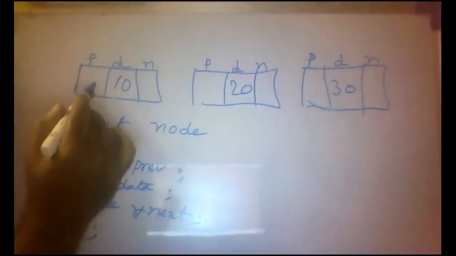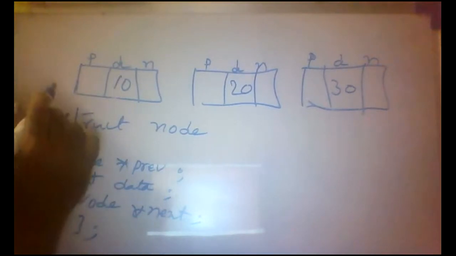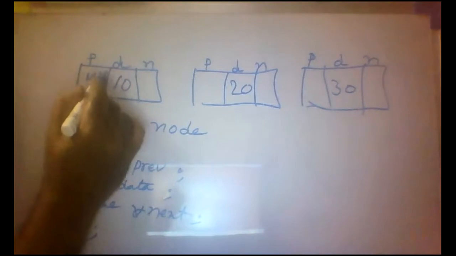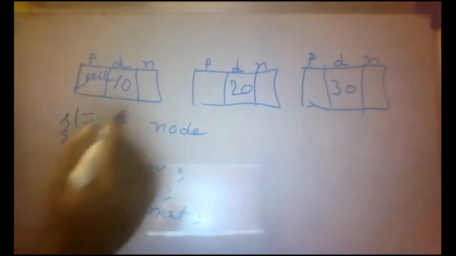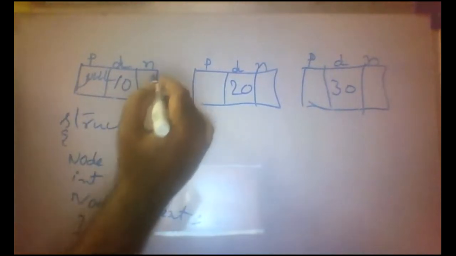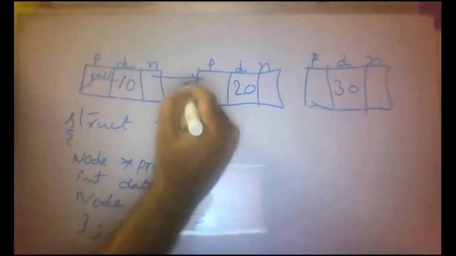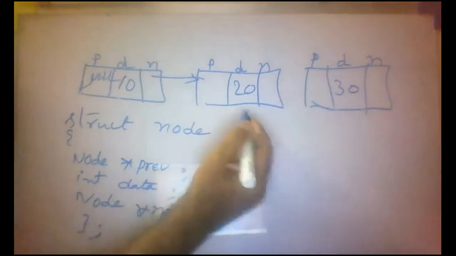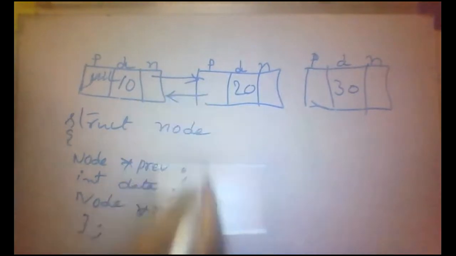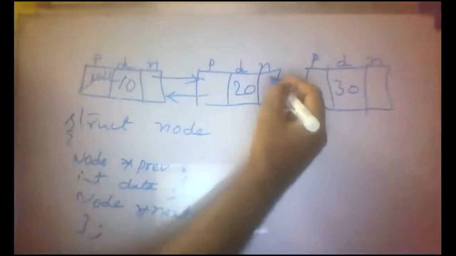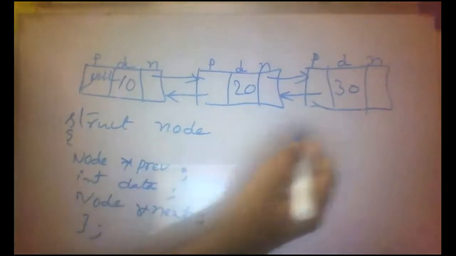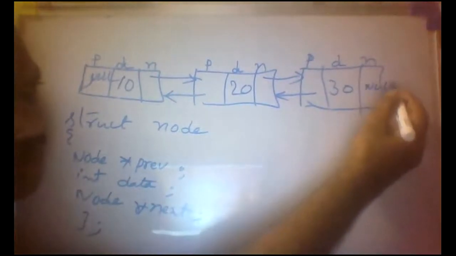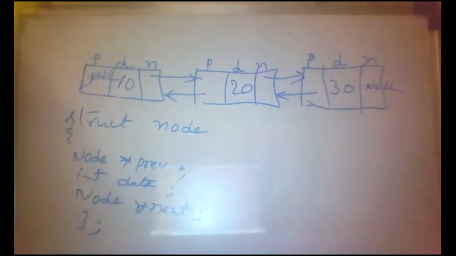Then the previous node: is there any previous node? No, simply null. So the first node previous equal to null. Then the next, listen all of you. The first node to next equal to new node. New node to previous equal to first node. Clear? Here also this node to next equal to next node. Previous node to next equal to this one. So last node to next equal to null. Clear? This is called double linked list.